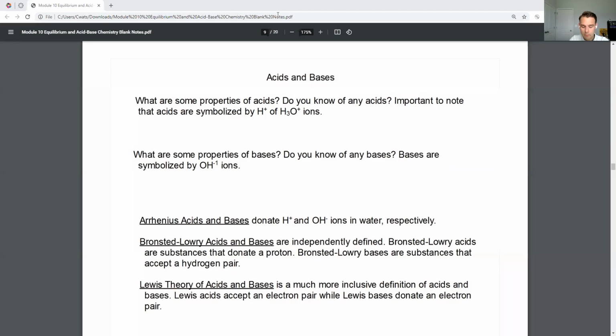Hi, everyone, and welcome to Module 10, Lesson 3. This module, we're going to start our conversation on acids and bases.